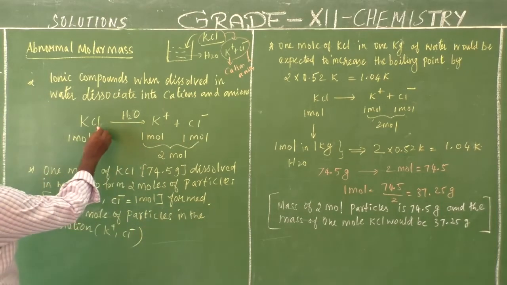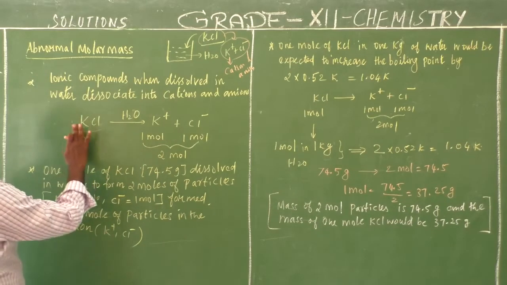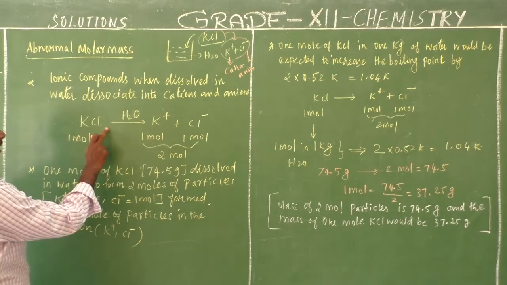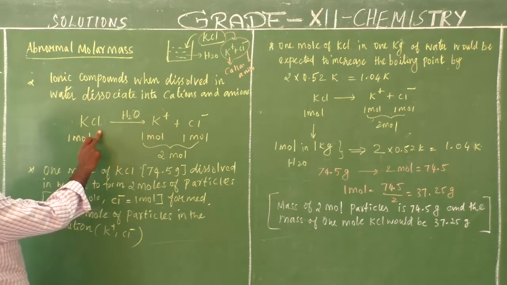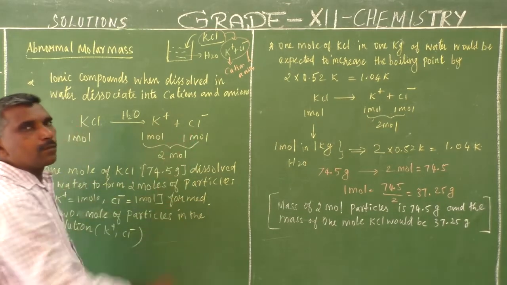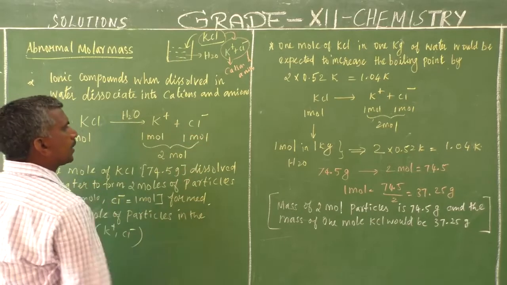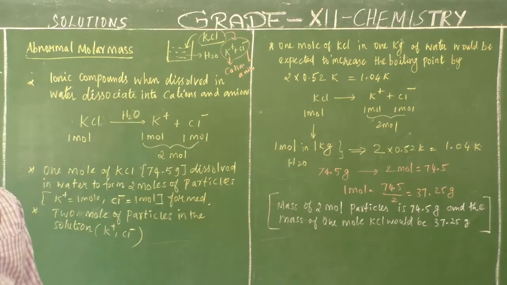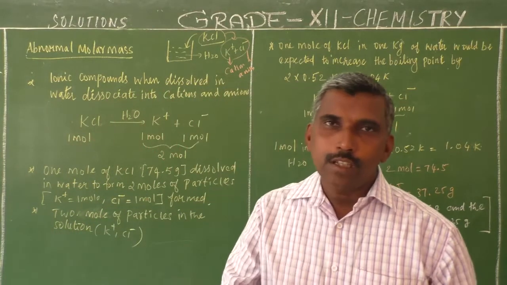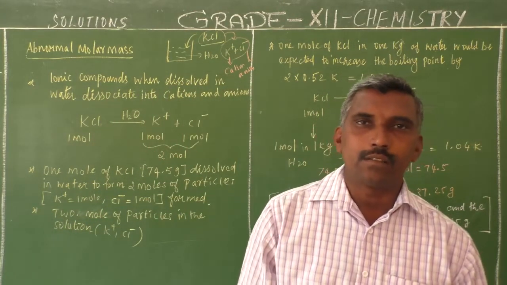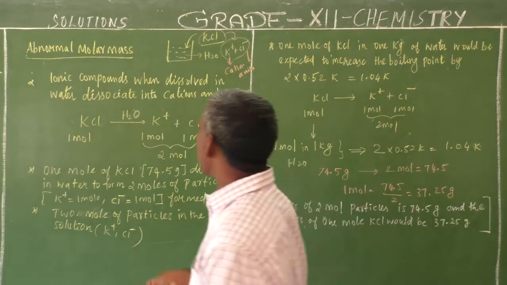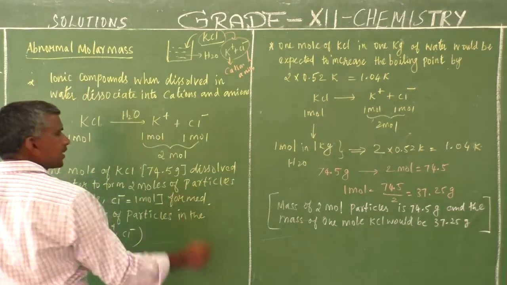Now you see, KCl is added to water and dissolves. This compound, potassium chloride, dissociates into K plus cation and Cl minus anion. This is known as dissociation. Dissociation means breaking. When a compound dissolves in a solvent, it breaks into free ions, which is known as dissociation.